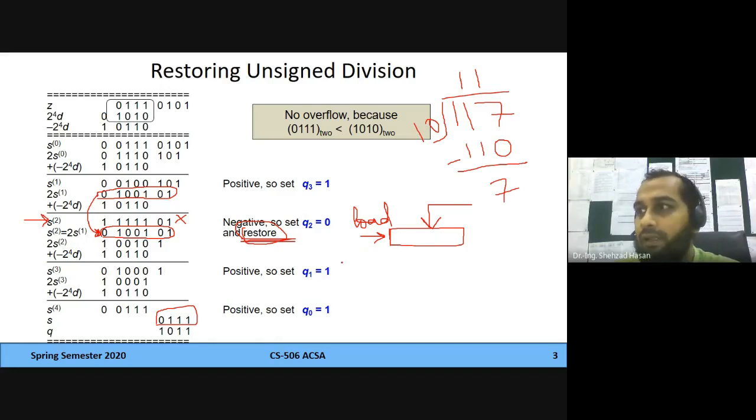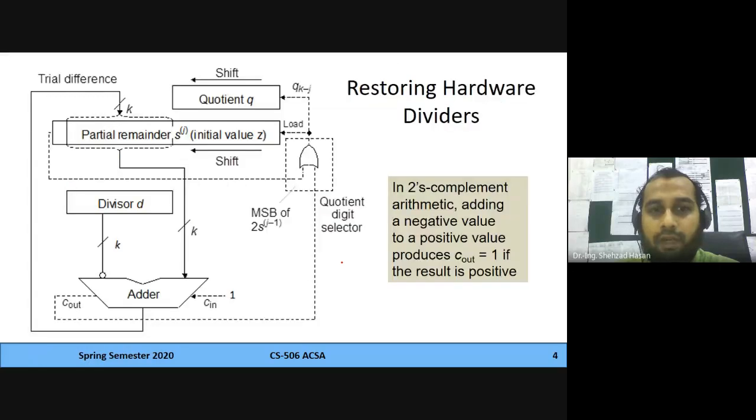So I'm going to look at the hardware part of this. This is the hardware divider. I'm going to give you some time to go through this yourself.